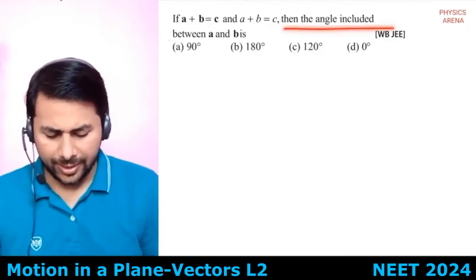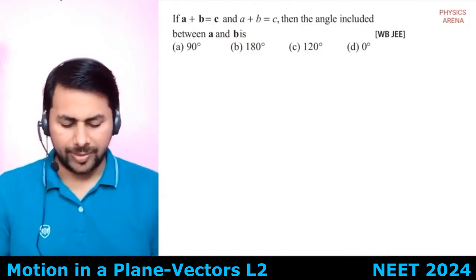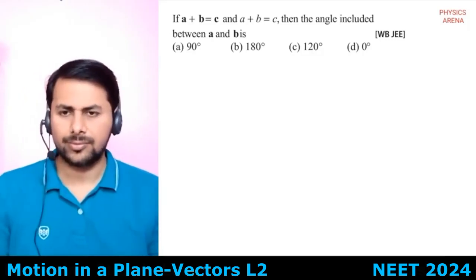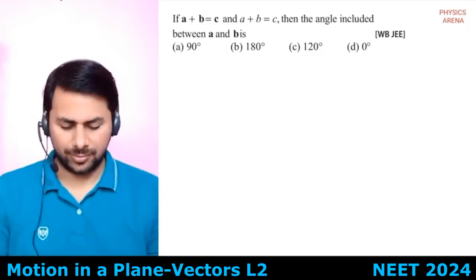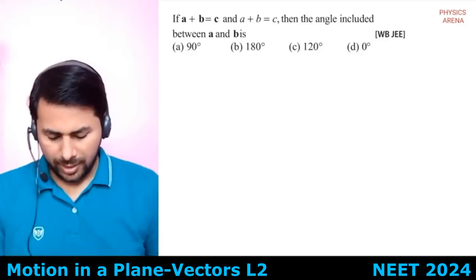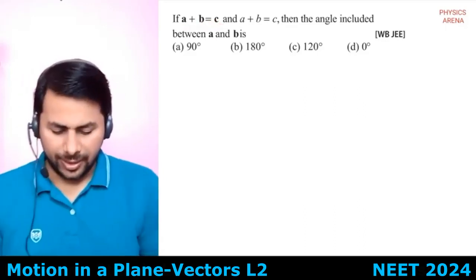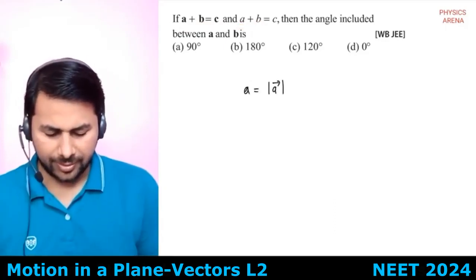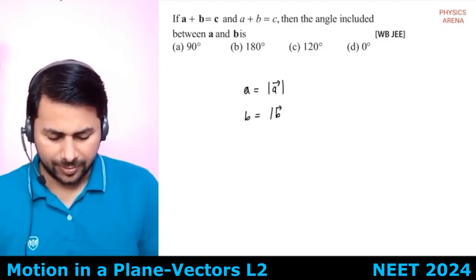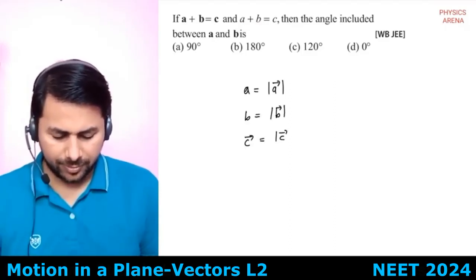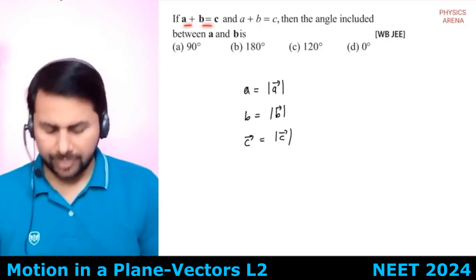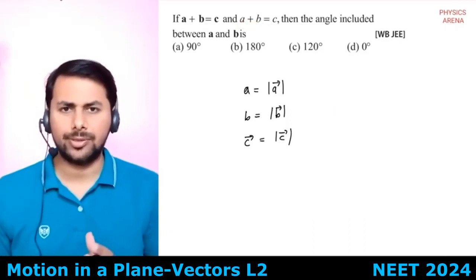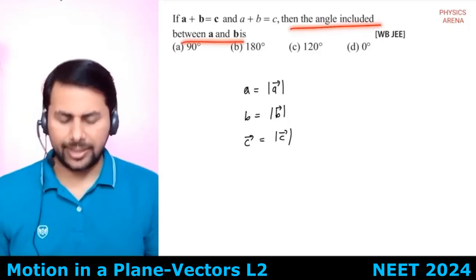Next one, if A bar plus B bar is C bar and A plus B is equal to C, then the angle included between A bar and B bar is. So this is repeated one. Tell me the answer. Sir, I couldn't understand the question, sir. If A bar plus B bar is equal to C bar and A plus B is equal to C, A means magnitude of A bar, B means magnitude of B bar. So magnitude of A plus magnitude of B is equal to magnitude of the resultant. Then the angle between A and B is.